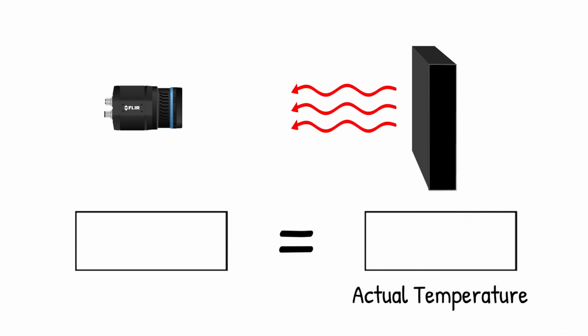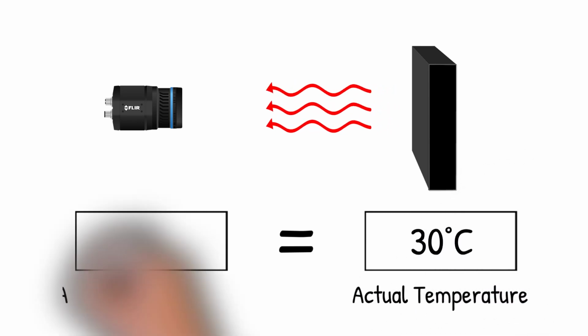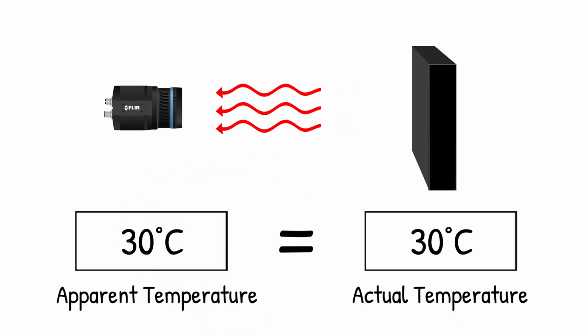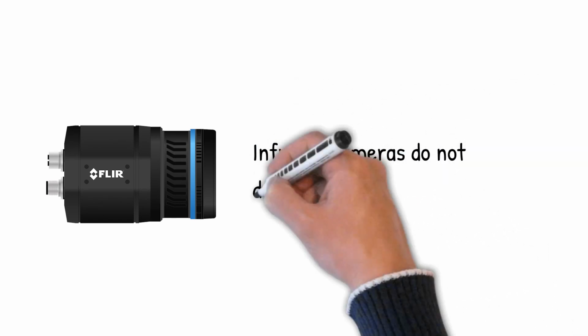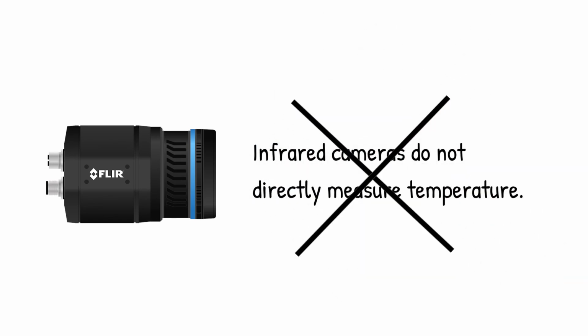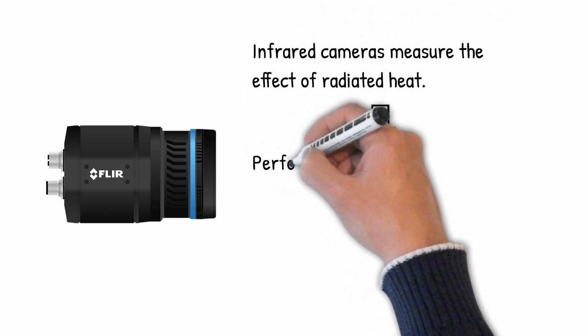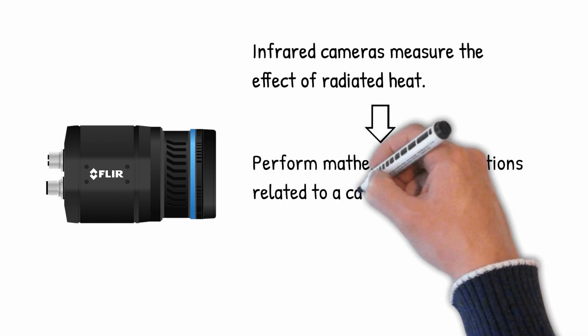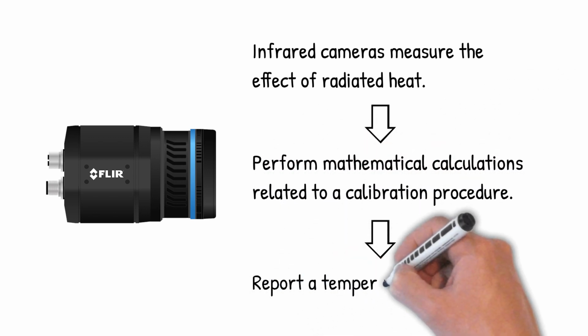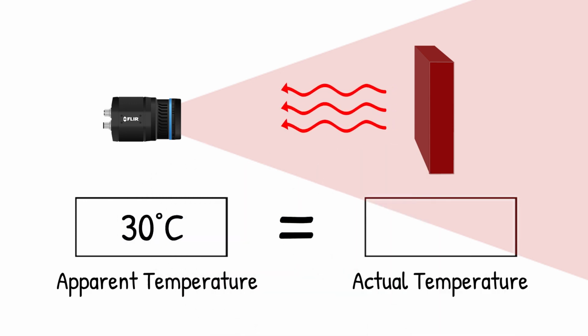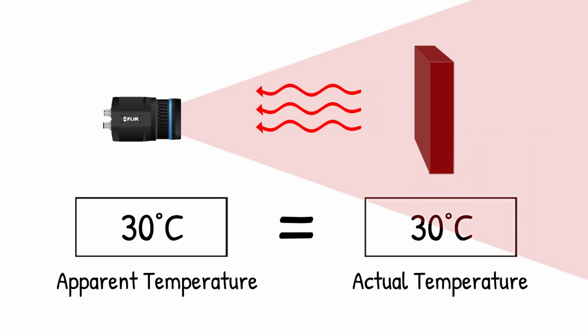The actual temperature is the temperature of the target of interest. The apparent temperature is the temperature value reported by our infrared camera. Infrared cameras do not directly measure temperature. Infrared cameras measure the effect of radiated heat, perform mathematical calculations related to a calibration procedure, and then report a temperature value. When using infrared cameras to measure temperature, the objective is to make the reported apparent temperature as close as possible to the actual temperature of the target.